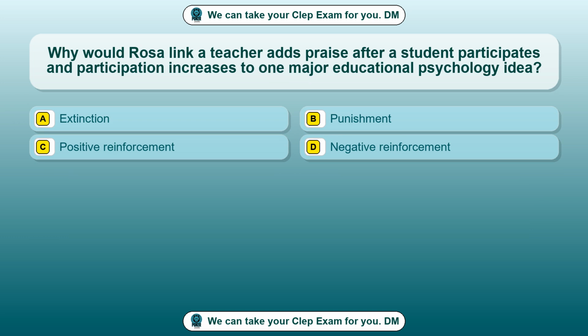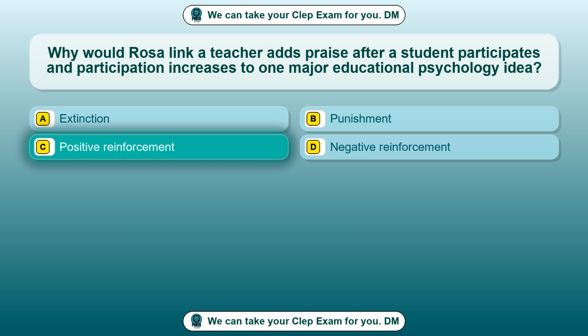Question 2. Why would Rosa link a teacher adds praise after a student participates and participation increases to one major educational psychology idea? Option A, extinction. Option B, punishment. Option C, positive reinforcement. Option D, negative reinforcement. The correct answer is option C, positive reinforcement.